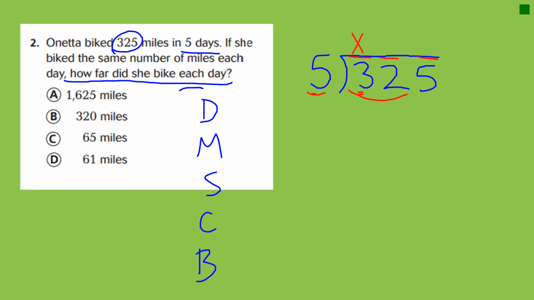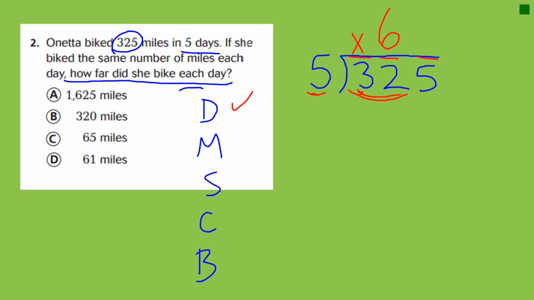Can 5 go into 32? It sure can, right? How many times? How many sets of 5 are in 32? Count by 5s. 5, 10, 15, 20, 25, 30. That's 6 sets. Okay? Divide.